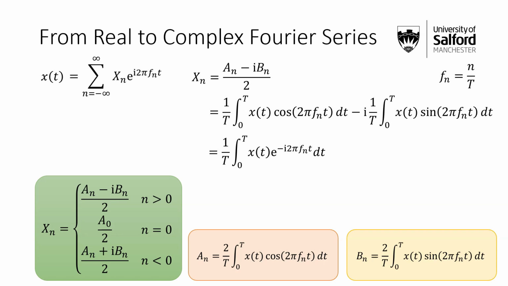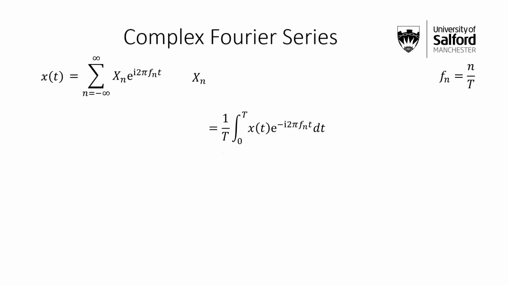You've just got a0, x0 is just going to be 1 over T times the average of x(t) there. It also works for the negative values as well, for n smaller than 0. So it works for all three. So actually, instead of having 3 tested integrals, we've now just got 1.